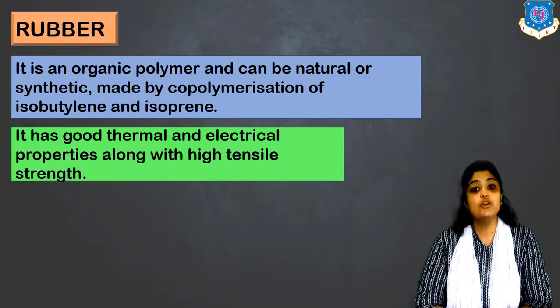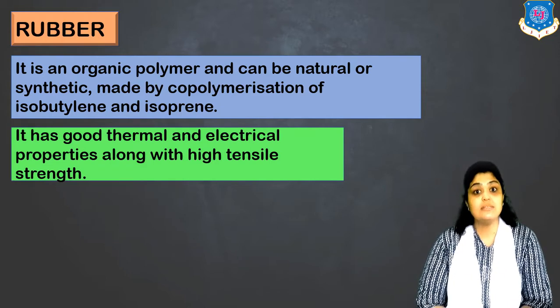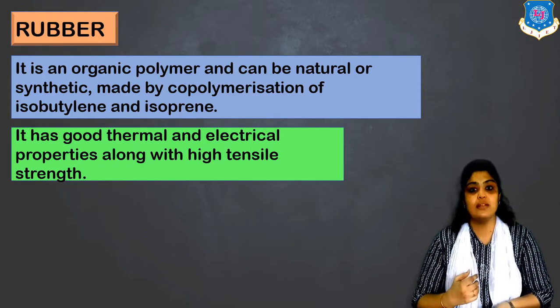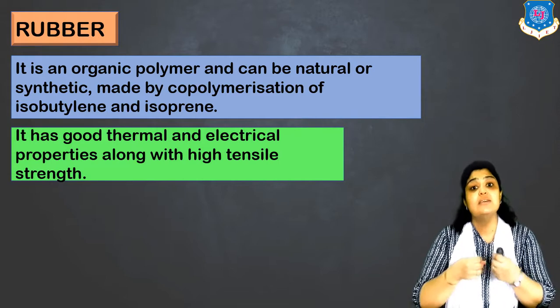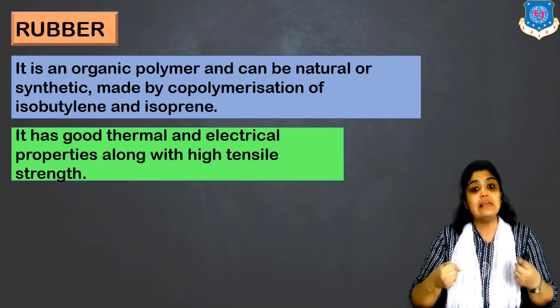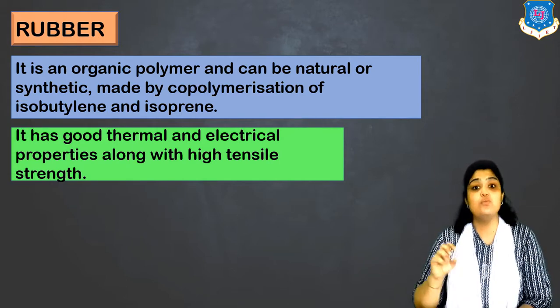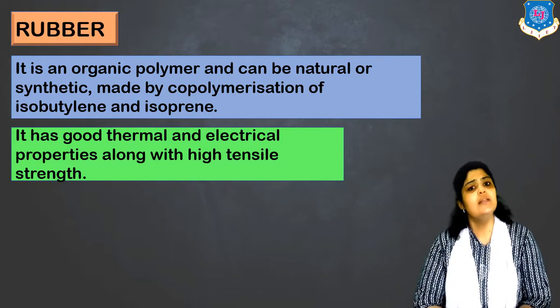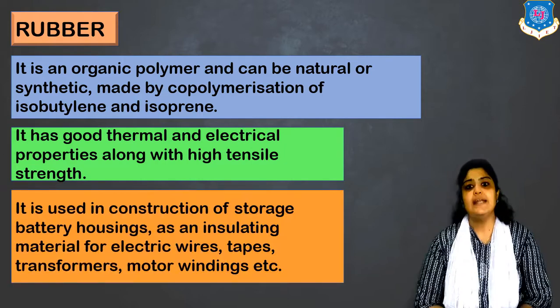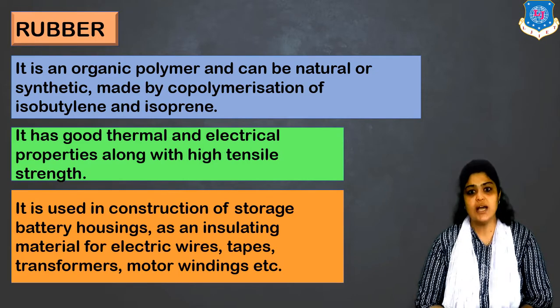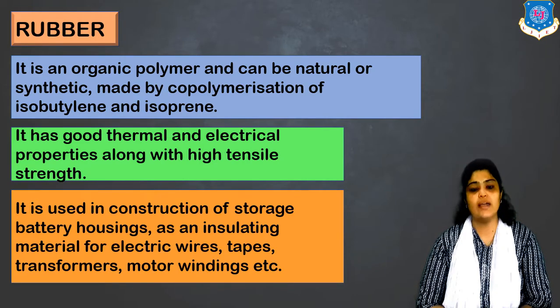Rubber has a good thermal and electrical resistance, and it has a very good tensile strength. What do you mean by tensile strength? Stretching of rubber. It can be easily stretched, right? It won't break that easily. Now let's see what are the uses of rubber. It is used in the construction of storage housings. It is used as an insulating material for electric wires, tapes, transformers and motor windings.